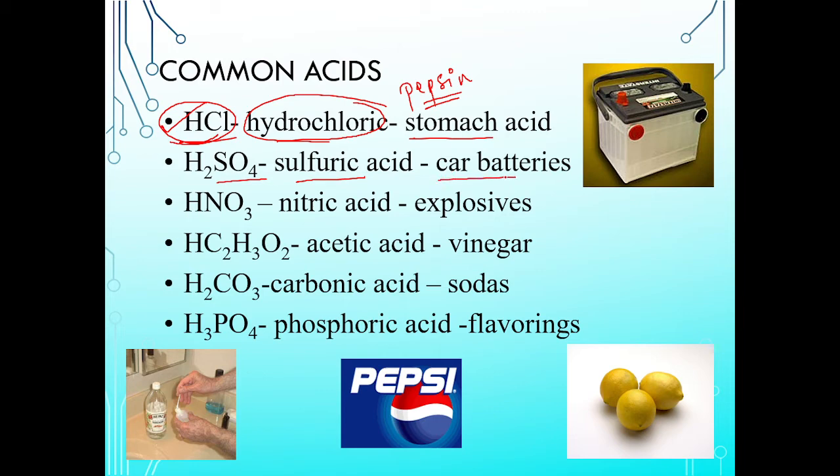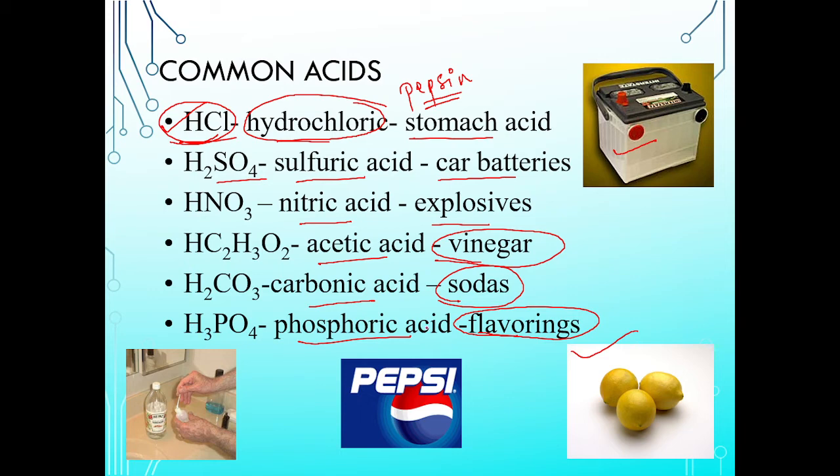Now sulfuric acid, you can see in car batteries. Have you seen? These car batteries contain sulfuric acid. Okay? So again you have seen this. Then nitric acid. Nitric acid is an explosive. Then acetic acid, you come to see it in vinegar. Then carbonic acid, like in sodas you have, you find carbonic acid. Then flavoring agents contain phosphoric acid. So these are the common acids which we come across every time.